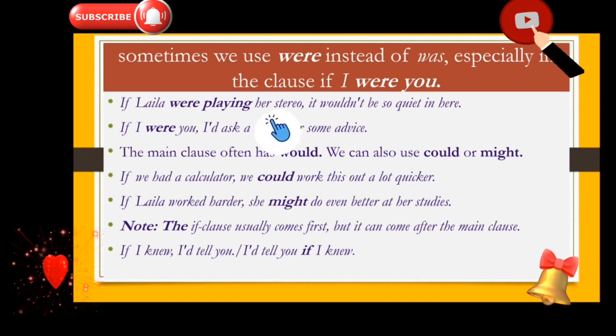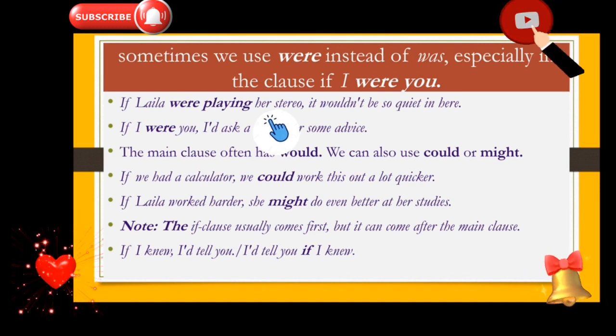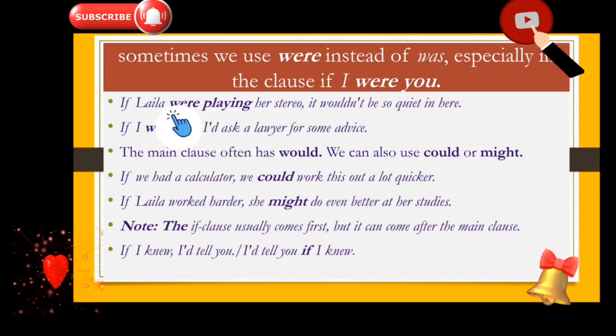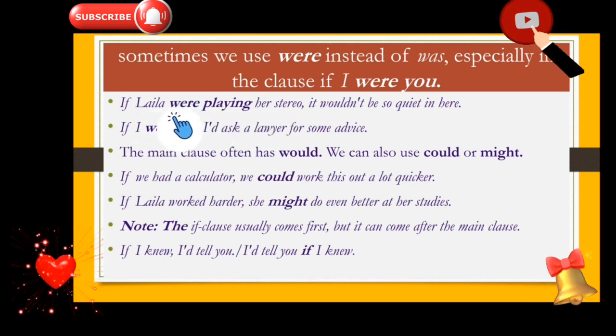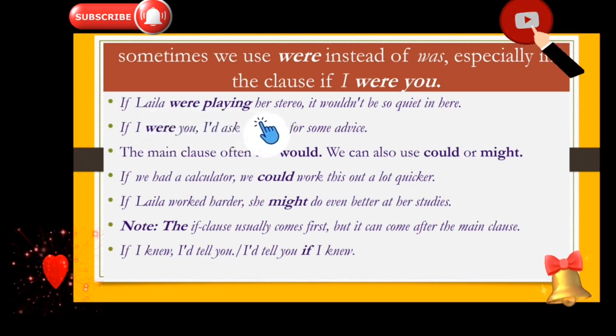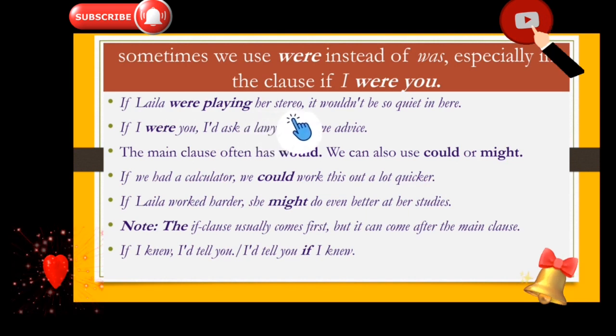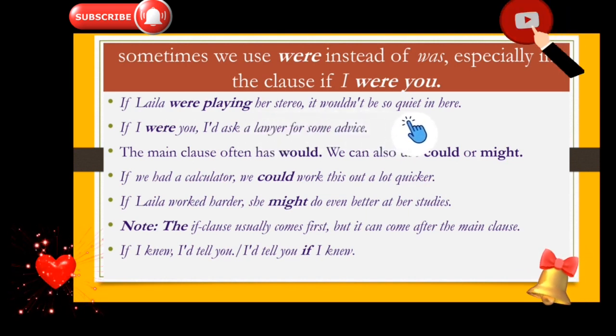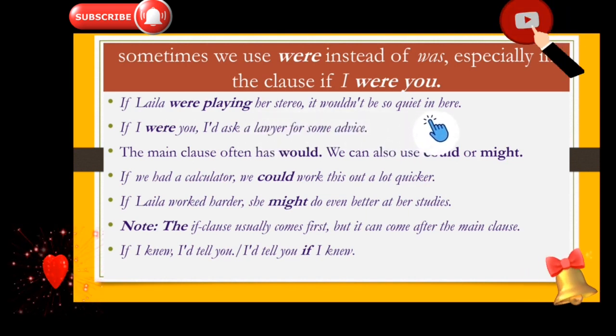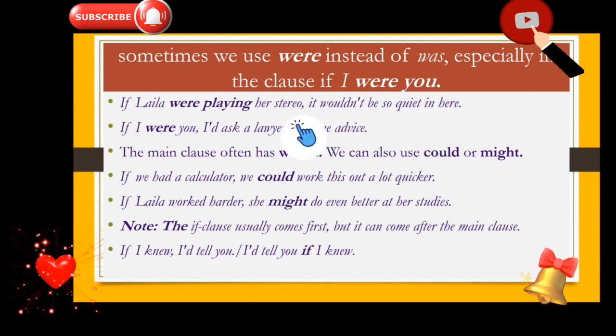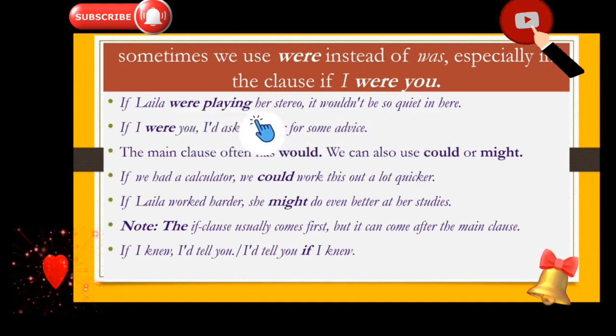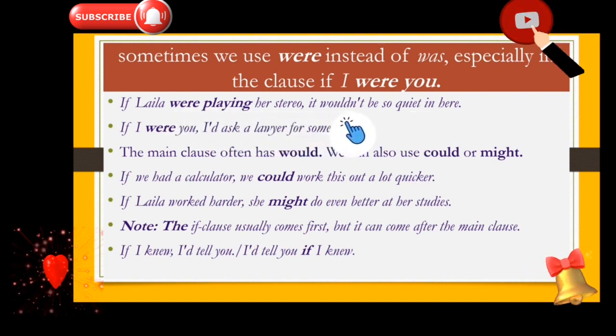I told you that we are using past tense in the if clause, but we are not referring to past time. We are referring to present time. Is Layla playing her stereo right now? Not at all. It wouldn't be so quiet in here. Is it quiet here? Yes, of course. It's quiet in here. So if Layla were playing her stereo, then it wouldn't be so quiet here.